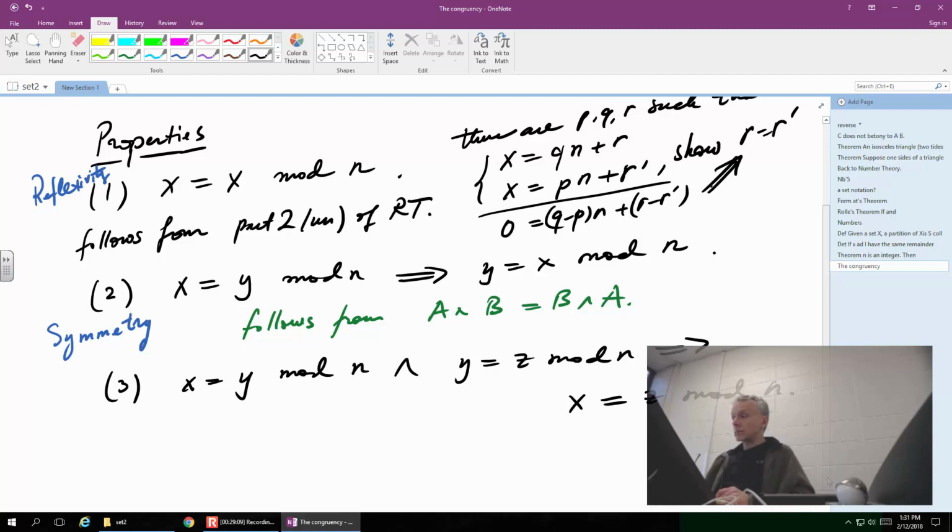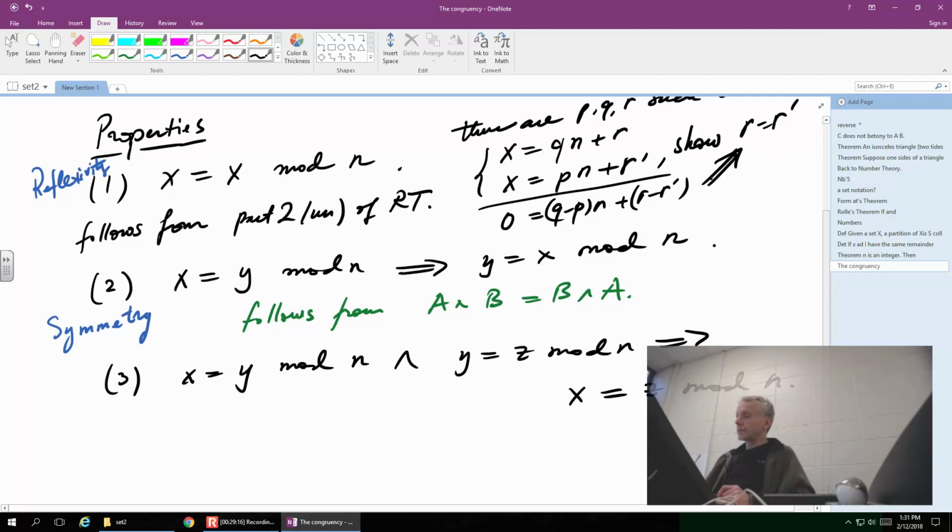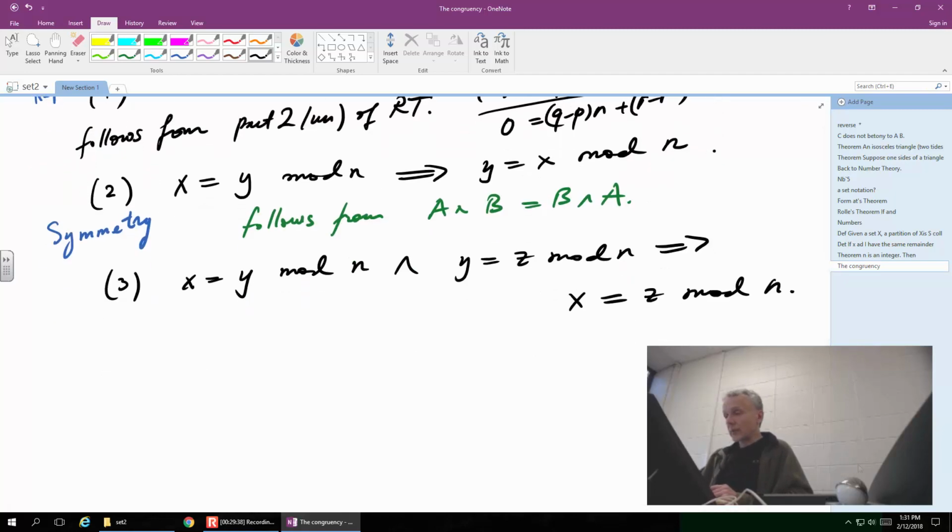So, well, there is a little bit more work to be done here. If x and y have the same remainder, and y and z have the same remainder, then x and z have the same remainder. Well, there is something to be demonstrated here. So let me try it.